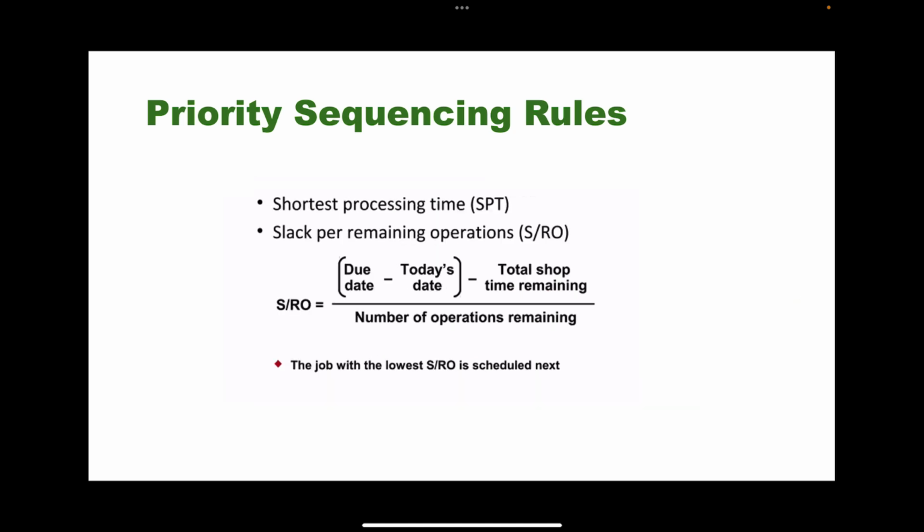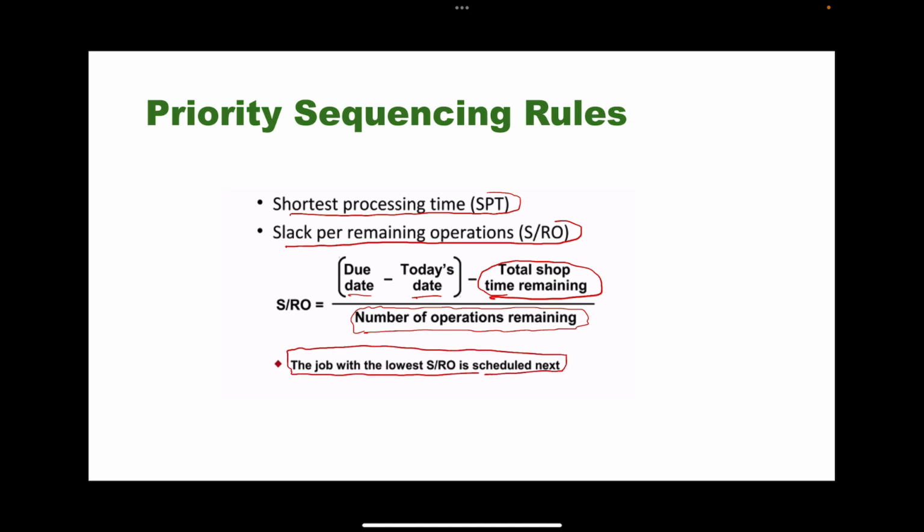And then you have the shortest processing time, and the slack per remaining operation method. Here you have due date minus today's date minus job shop time remaining, divided by the number of operations remaining. So this is the slack per remaining operation. The job with the lowest SRO is scheduled next. This is the priority sequencing method.